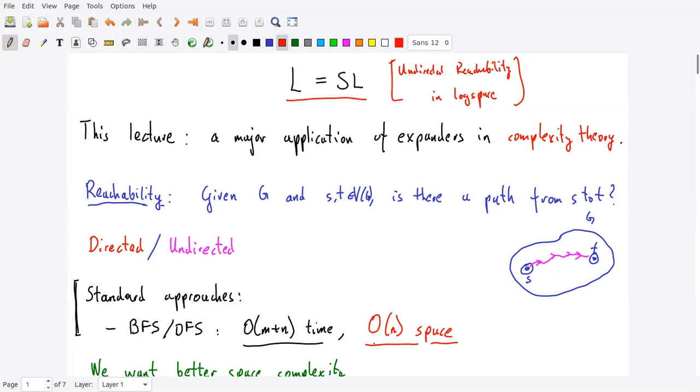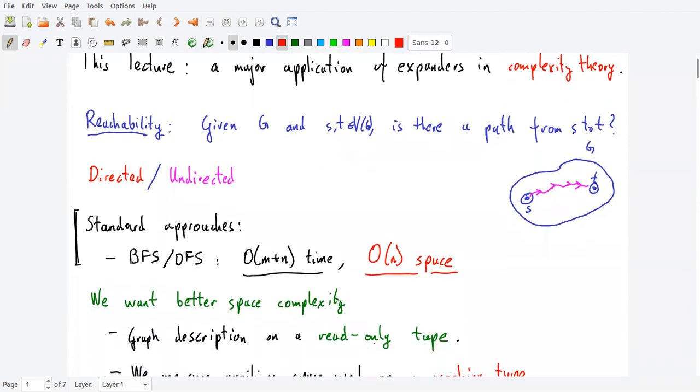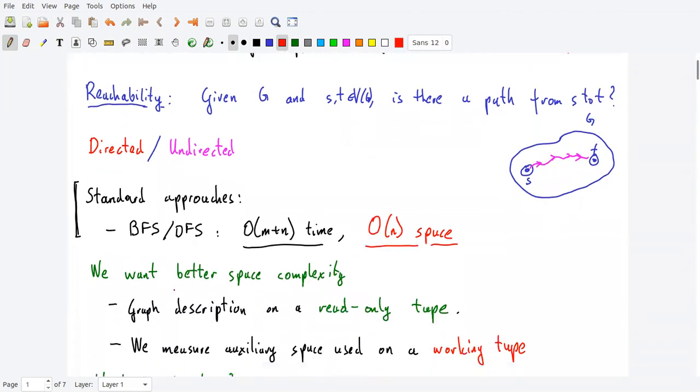So in this talk, we will be concerned with getting better space complexity for reachability. In particular, what we would want is a space complexity of, say, even order log n, but maybe a little bit less ambitious goal would be, say, polylogarithmic. This is already a little bit fishy from the first point of view, because the graph itself consists of n vertices and m edges, so the description of the graph takes linear space.